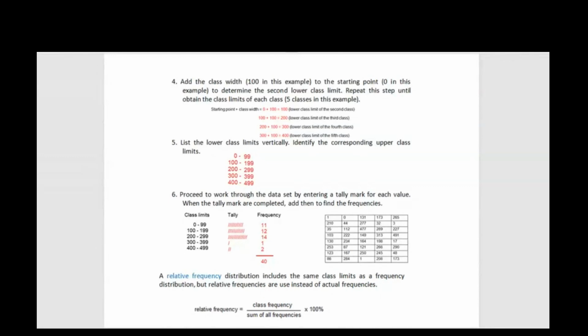Now, when you have lower class limits, you will list the lower class limits vertically. My lowest class limit of the first class is 0, the lowest class limit of the second class is 100, the lowest class limit of the third class is 200, the lower class limit of the fourth class is 300, the lower class limit of the fifth class is 400.